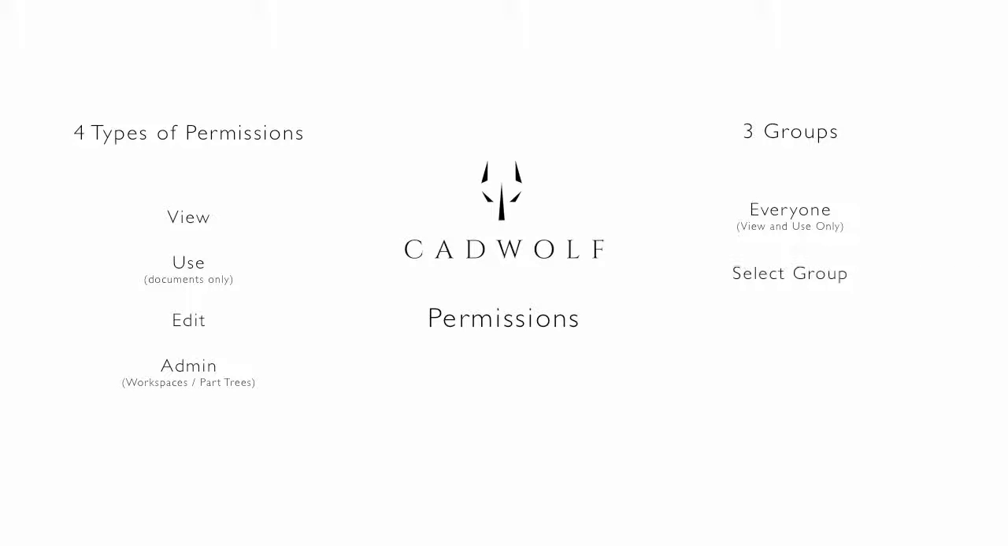The second category is a select group of users. This means that you have a list of CADWOLF usernames that can edit, use, or view a file. Users must be logged on as one of those users to perform that action.